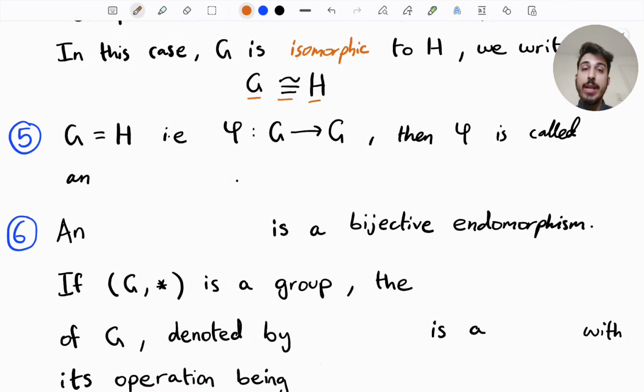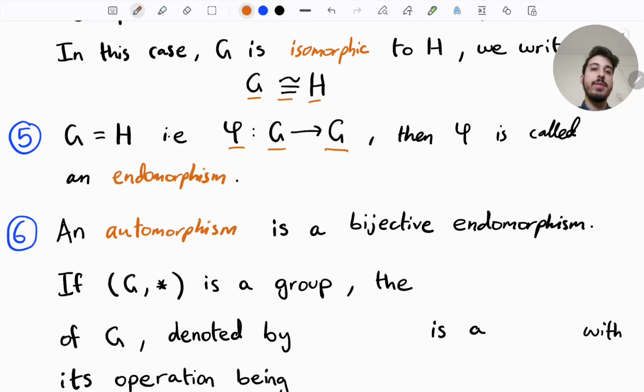The first one being if G is equal to H, that means phi is a homomorphism that takes G all the way inside G, then phi is called an endomorphism. So it takes an element in G and sends it to another element in G. That is an endomorphism. So an endomorphism that is also bijective is called an automorphism.